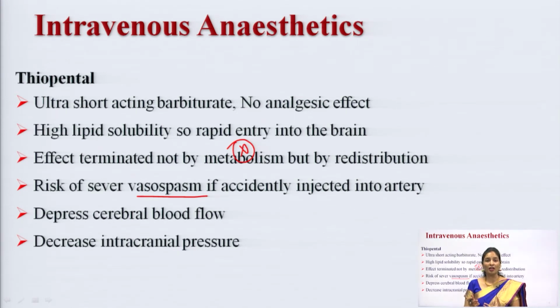Narrowing of an artery. Vasospasm is nothing but narrowing of an artery. By narrowing of this artery, there will be constriction of blood vessels, and finally you can see the vasoconstriction action. The risk of severe vasospasm will be seen with thiopental sodium, and when it is accidentally administered on the artery, you can see the vasospasm.